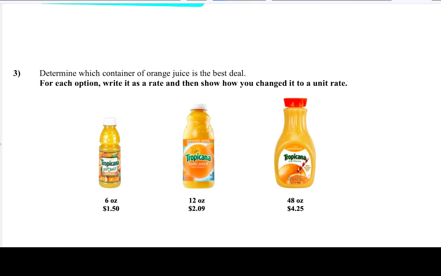Question 3. Determine which container of orange juice is the best deal. For each option, write it as a rate and show how you change it into a unit rate. Then tell me which one is the better buy. So determine which container of orange juice is the best deal. For each option, write it as a rate, then show how you change it to a unit rate. Remember, money always goes on top when you set up your rates.